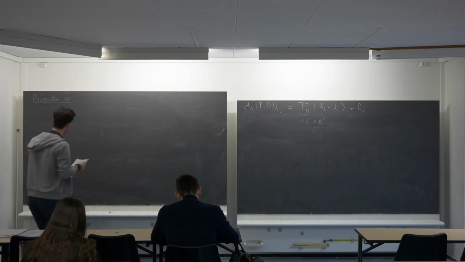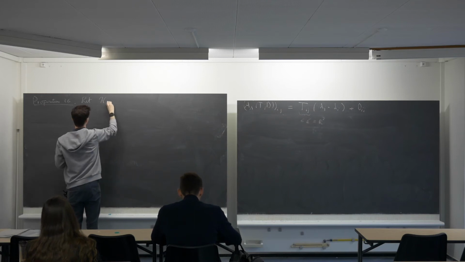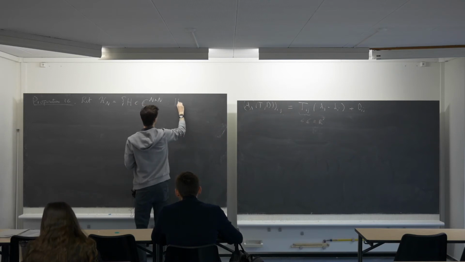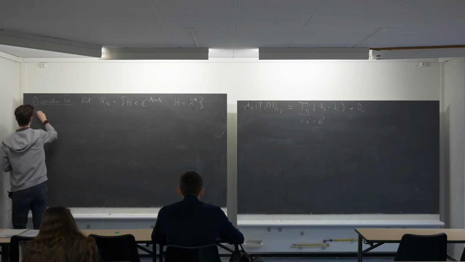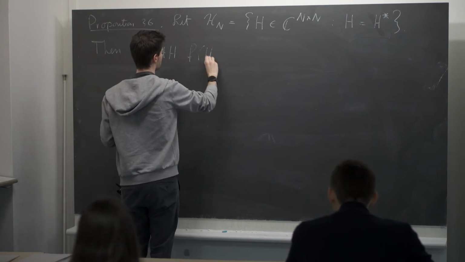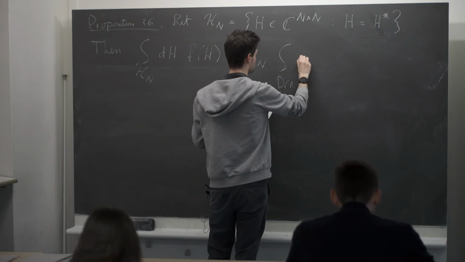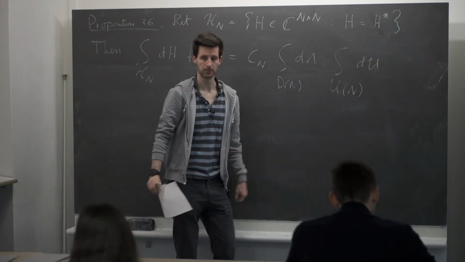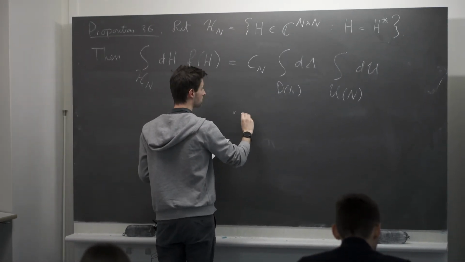So let me give a precise statement. Let Hn be the space of complex n by n matrices such that H is equal to H star, so this is the complex Hermitian conjugate. Then the claim is that the integral over this group is equal to some constant Cn, which, as always, I don't care about, times the integral over the diagonal matrices, d lambda, and over the set of n by n unitary matrices with Haar measure dU. And then I have my function, and I have my Jacobian.